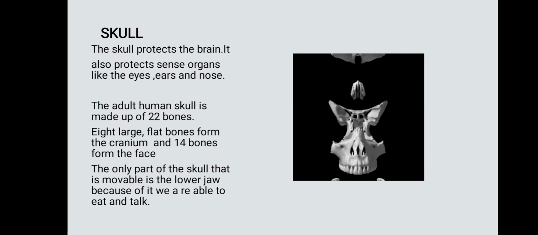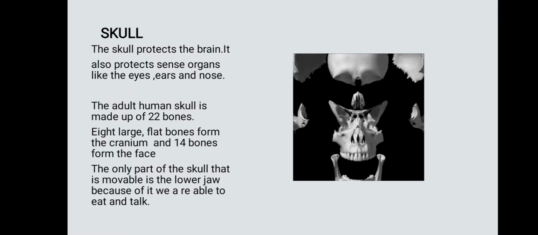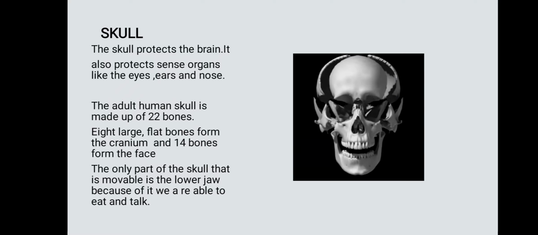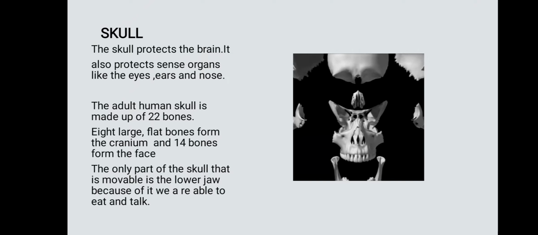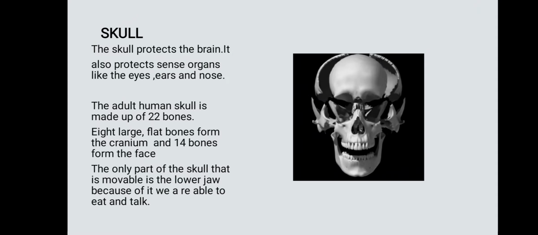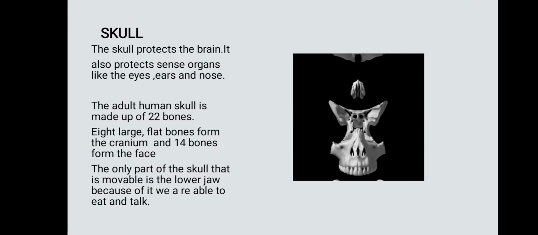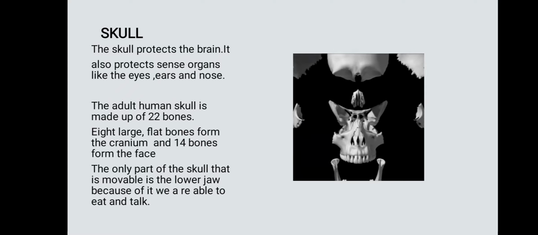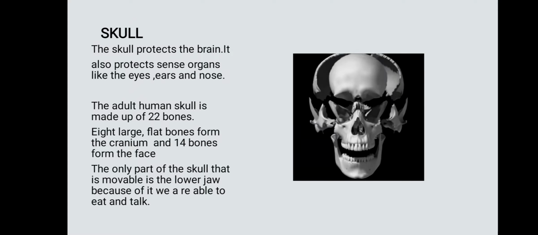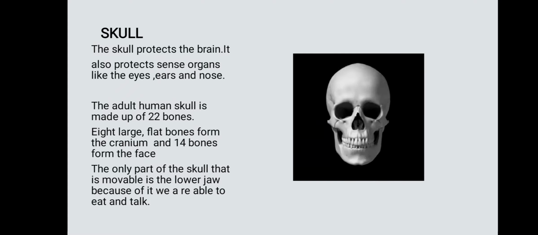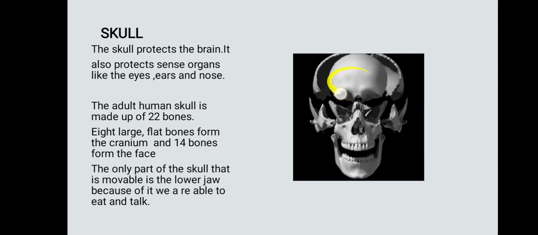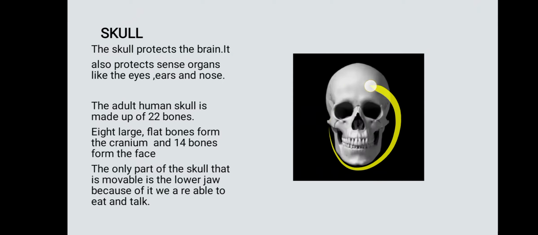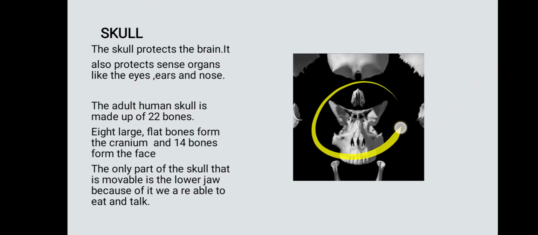Now as you see over here, the skull protects the brain. It also protects sense organs like the eyes, ears, and nose. The adult human skull is made up of 22 bones: 8 large flat bones from the cranium and 14 bones from the face. You have the cranium over here on top and 14 bones from the face.